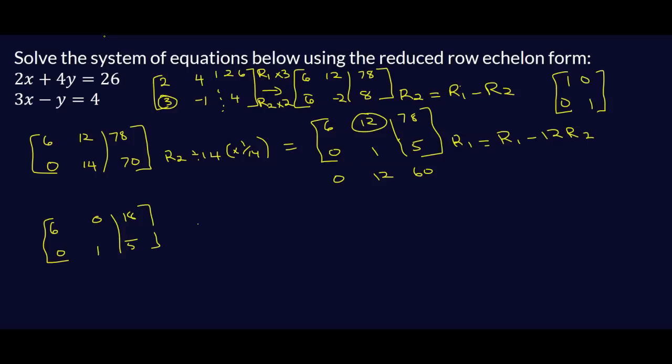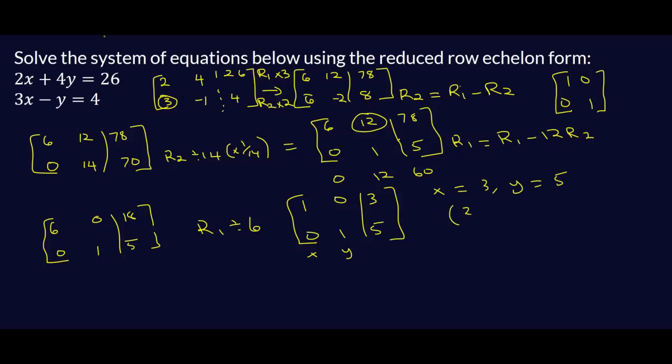So now we're going to say row 1 divided by 6. So that is going to give us 1, 0, and then we have 3. And then here we have 0, 1, 5. So remember, this is our x and this is our y. So x is equal to 3, y equal to 5. So we can say this is simply the point 3, 5 as the point of intersection.